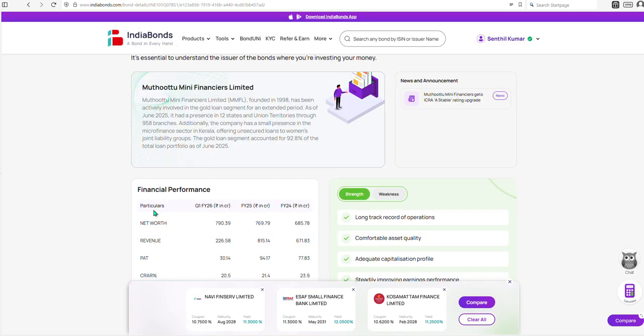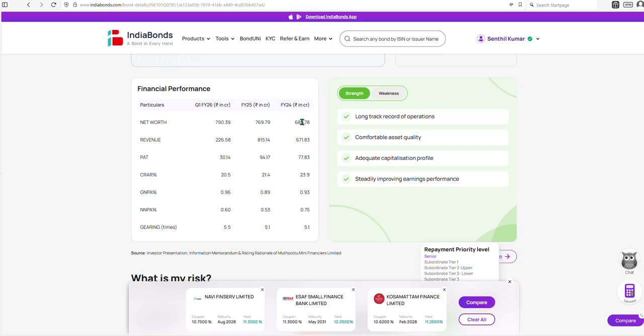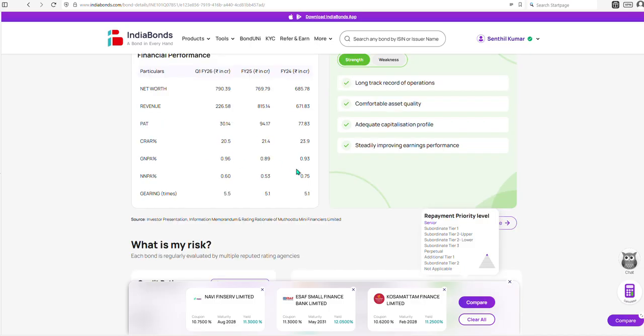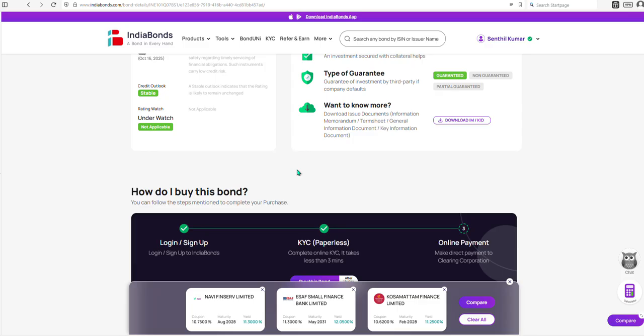And also for the company, if you see here, their net worth keeps increasing from 2024, 25, and 26. And the revenue is also slightly decreasing. So we have to look into it, maybe they are expanding or whatever the reason. These are all the things you need to look into for your investment.